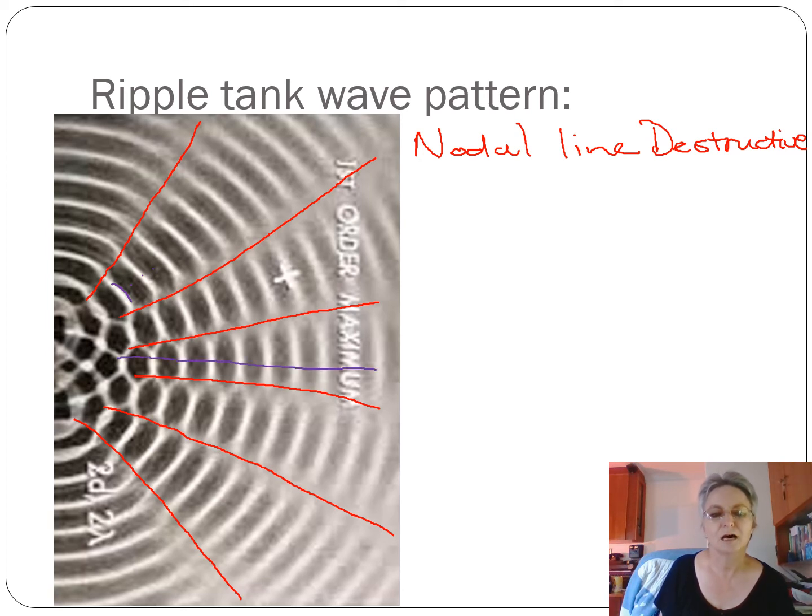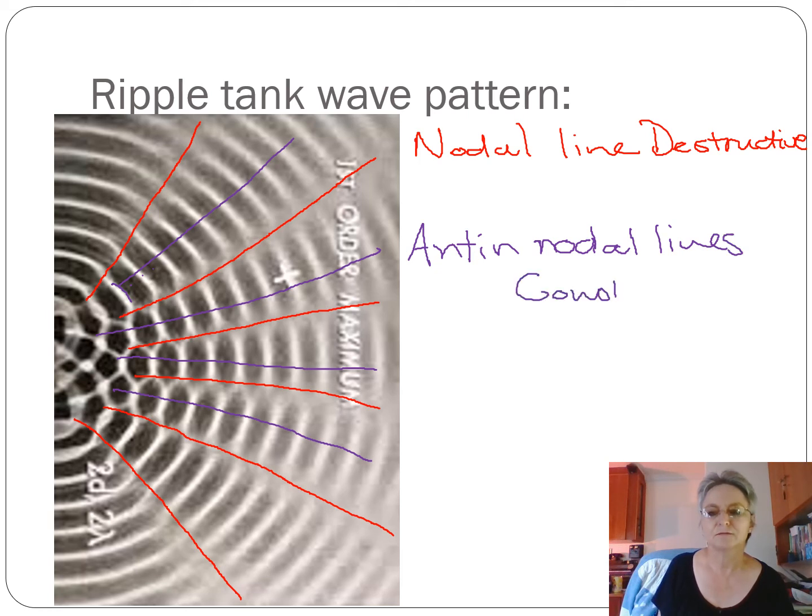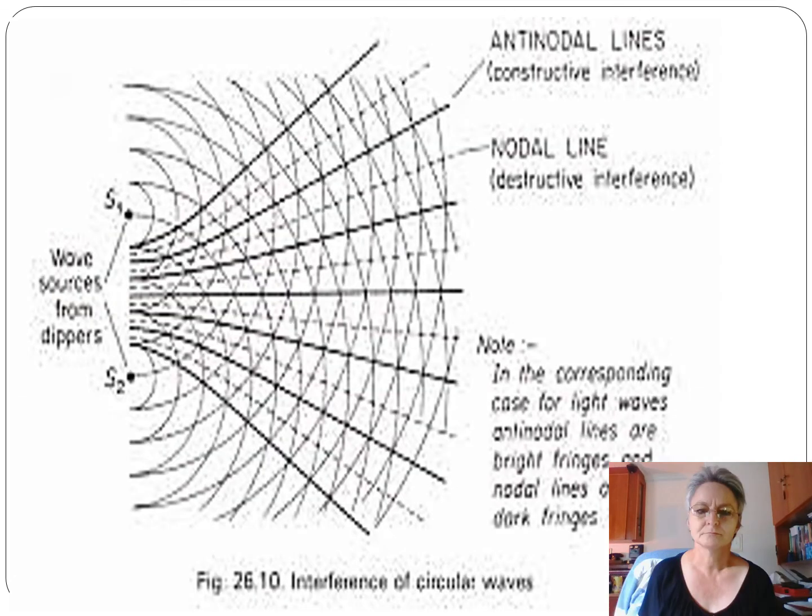So these lines, they're actually not lines, but they call them lines. These lines are lines of constructive interference, and they are called anti-nodal lines. Constructive interference. I think that this slide demonstrates in a clearer way the nodal lines and the antinodal lines.